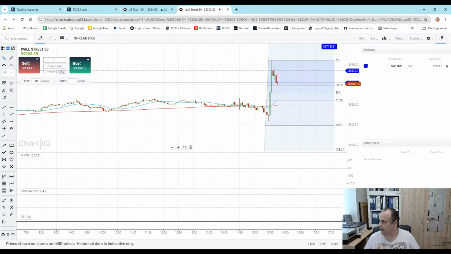You can see the live price over here. The open price was 39,309.6. So this is actually a real trade done live on a real account. It's not a demo account, else it would say demo up here in the top. And we are looking at the 3-minute time frame.